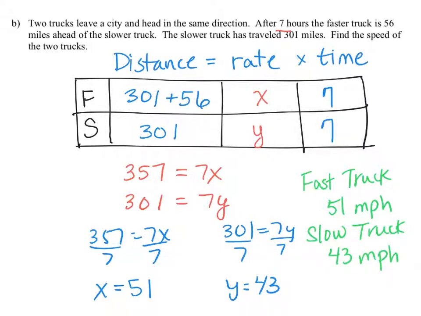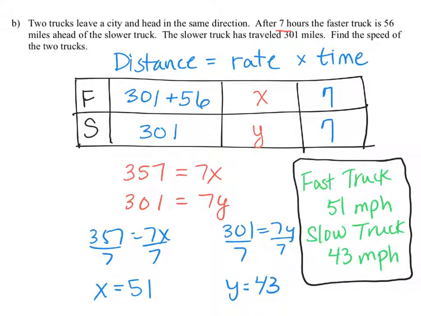And you can double check your solution by looking at the original sentences. After 7 hours, the faster truck is 56 miles ahead of the slower truck. If you were to replace the x of 51 miles per hour into the distance equals rate times time, so that x is equal to 51, and 51 times 7 does give you 301 plus 56. And y is equal to 43, and we can say 7 times 43 does equal 301. So we know that this is the solution to that word problem.